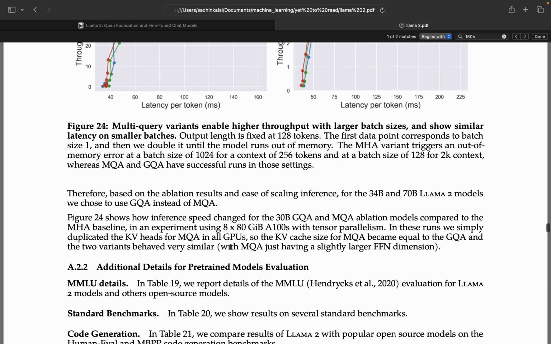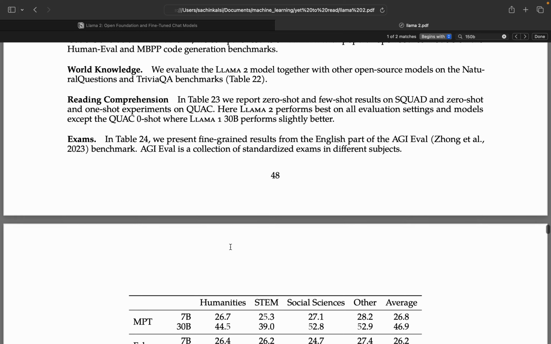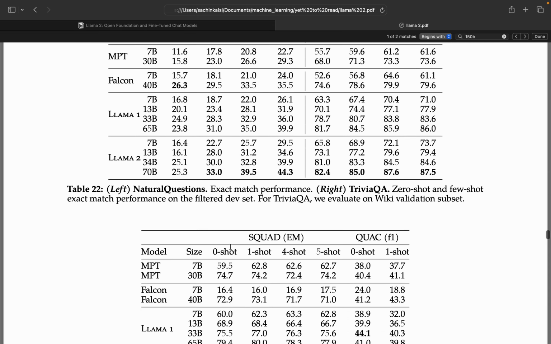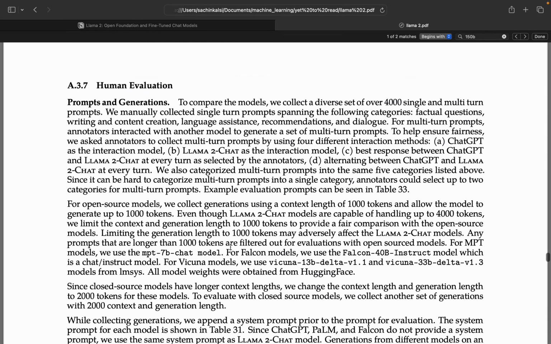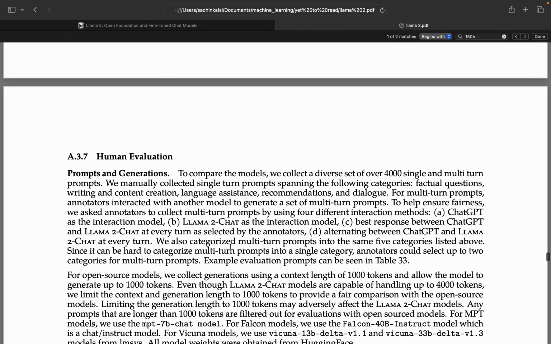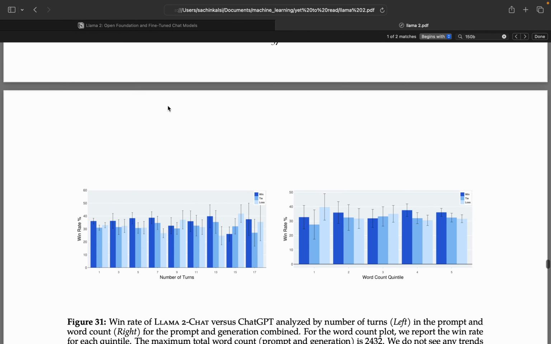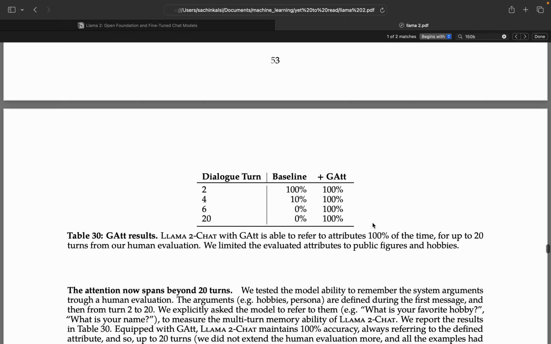Okay, all right. I think I'm almost at the end of this paper. Let me see if I wanted to add anything. Yeah, I think I have covered all of it. But if you are interested, please go through this paper. It is really informative too.